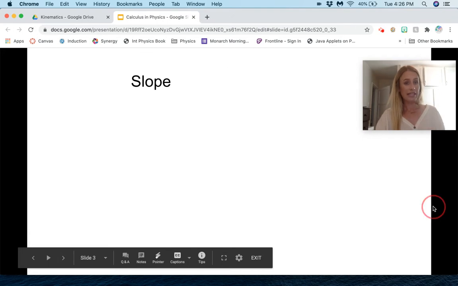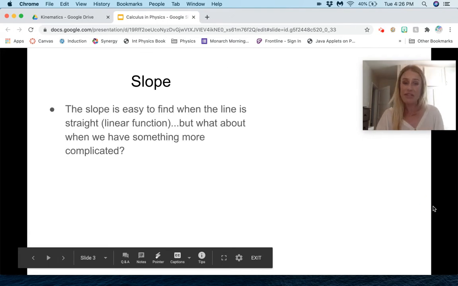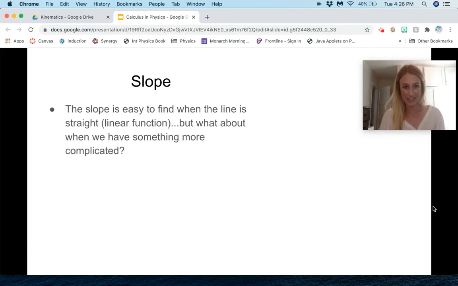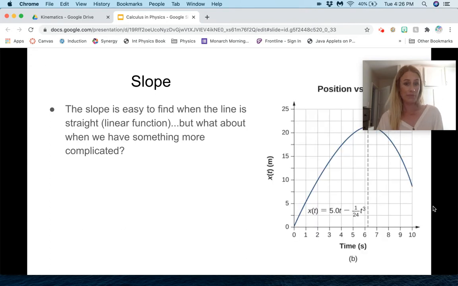Now, the trick here is that the slope was really easy to find when the line is straight, or we have a linear function. But what about when we have something a little bit more complicated? So something like this. We have a function where the line is curving. So it's really more difficult to find the slope. We can't just take the rise over run at this point. Now we could approximate and find an approximate slope at a certain time, but it's much harder to do.